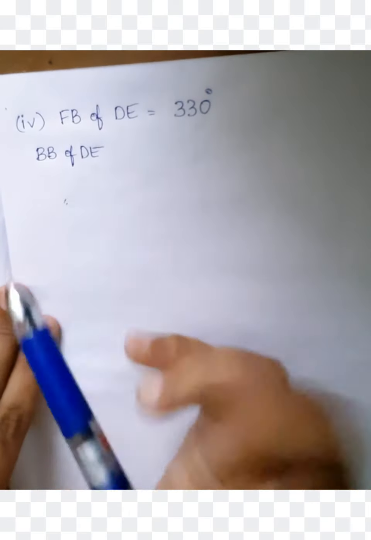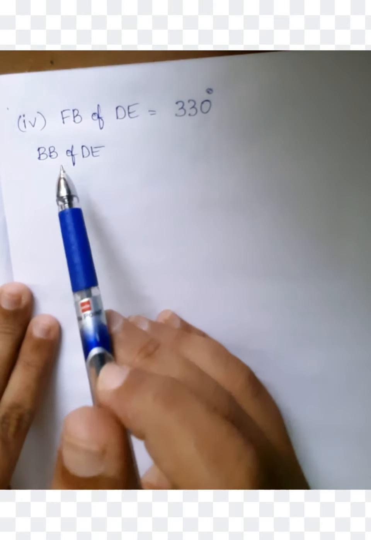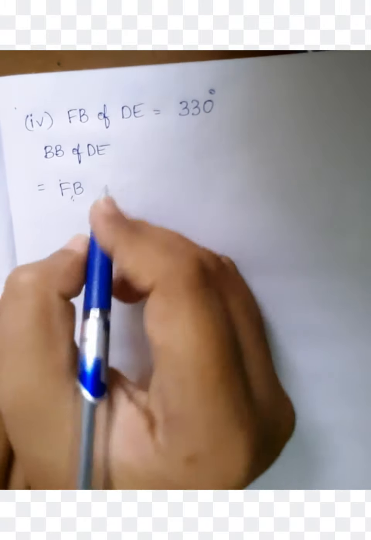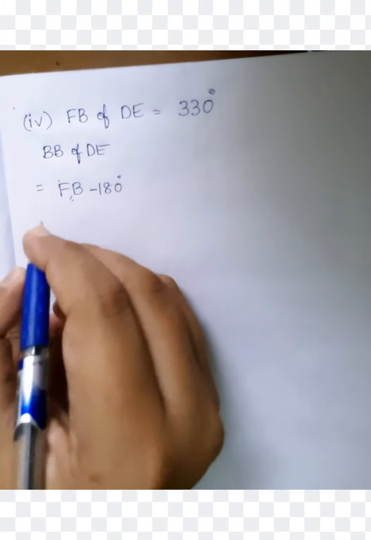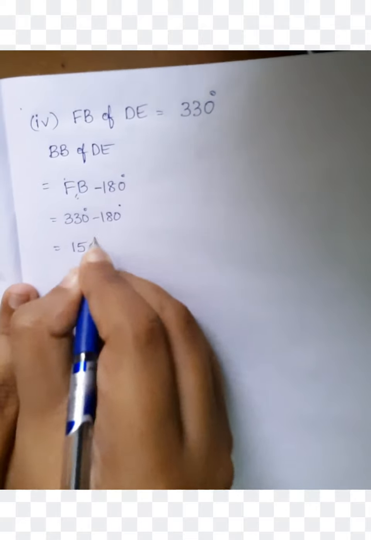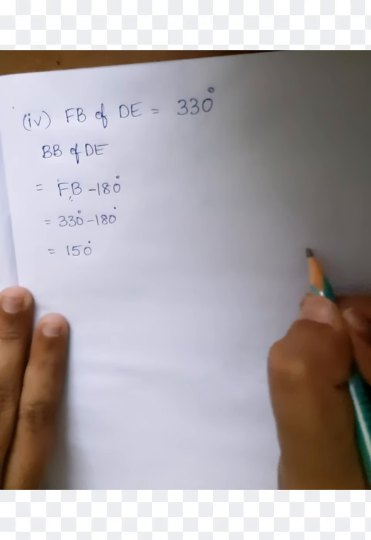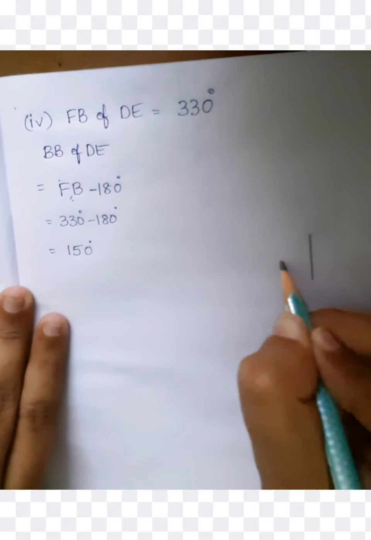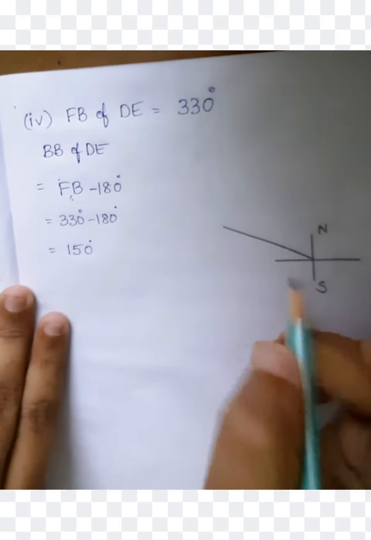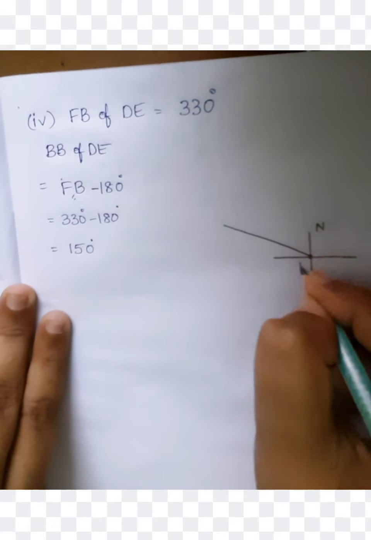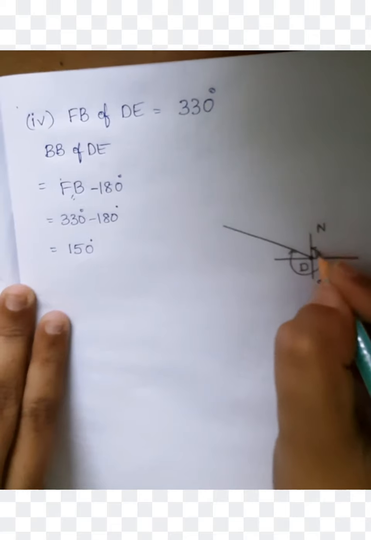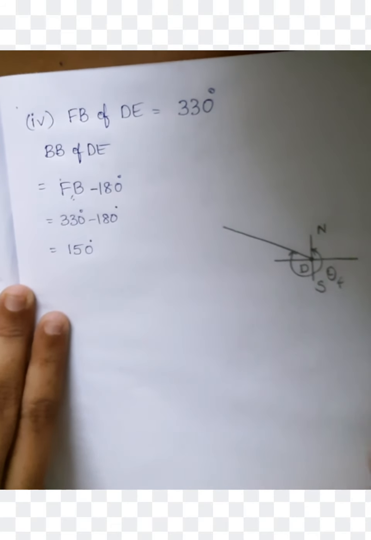Now the fore bearing of DE is given as 330 degrees. We have to find the back bearing. This back bearing will be equal to fore bearing minus 180 degrees. So 330 degrees minus 180 comes to 150 degrees. If we consider diagrammatically, north, south, this point is D, and this angle is theta F, the fore bearing angle.